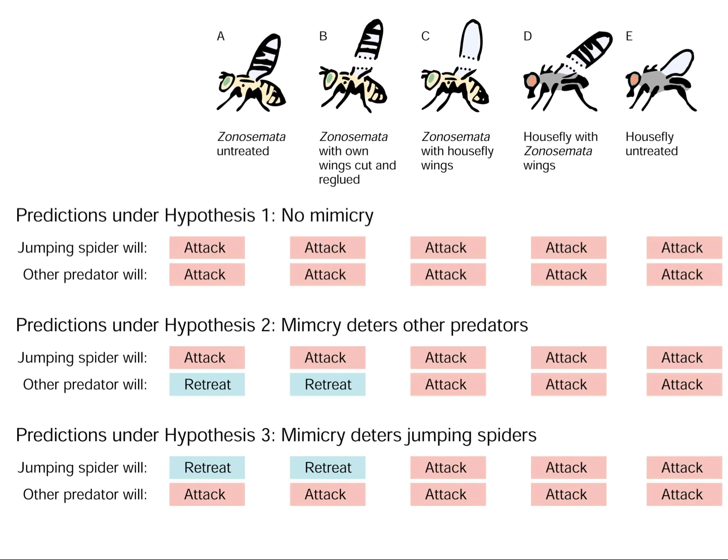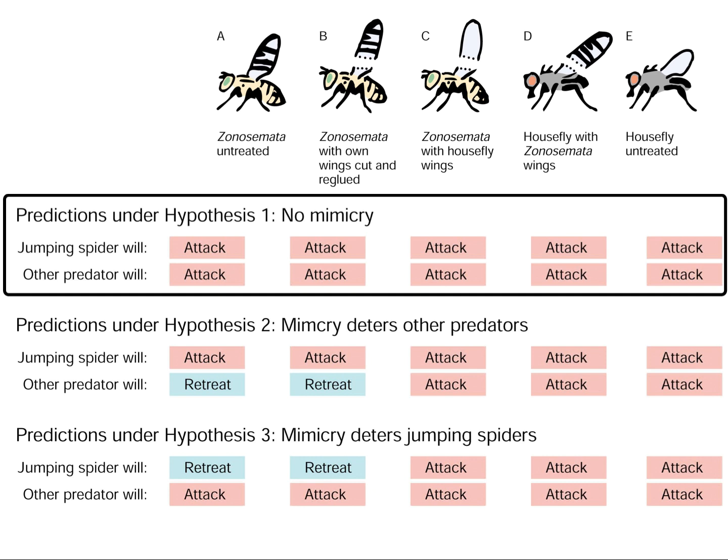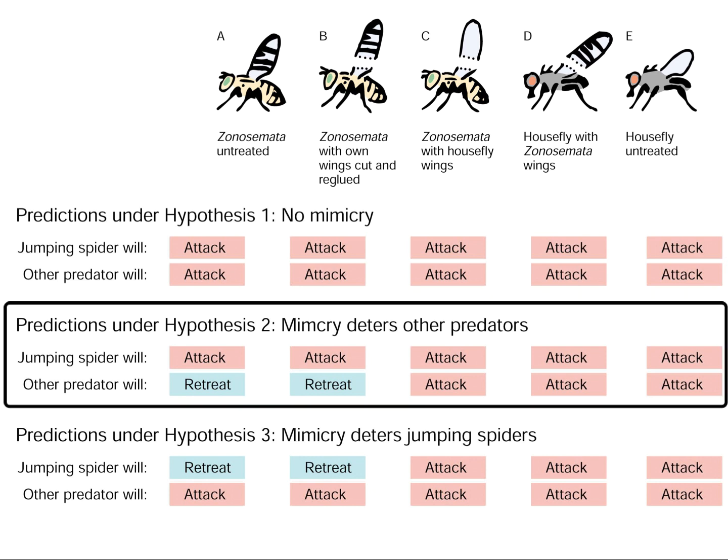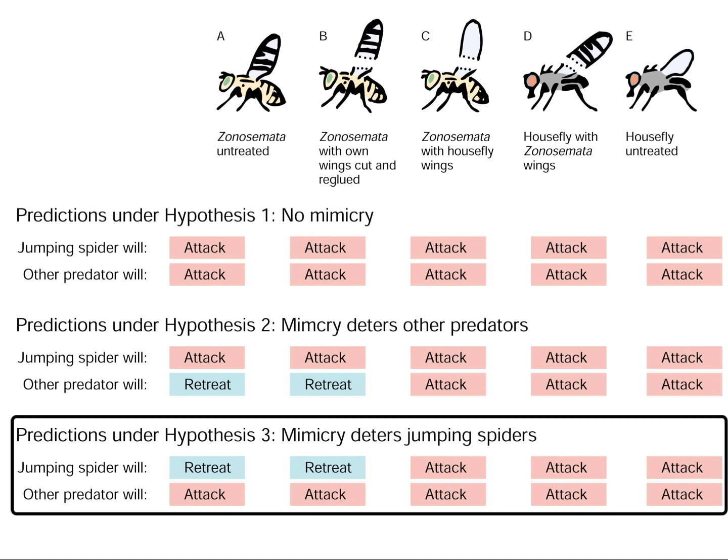So three predictions were made. One, that there is no mimicry. So that means no matter what treatment they do, the spiders will attack. The second hypothesis is that the mimicry deters other predators, but not the jumping spiders. So then you would see other predators retreating when they saw the normal fly or the fly with the normal wings. And the third hypothesis was that mimicry deters the jumping spiders.